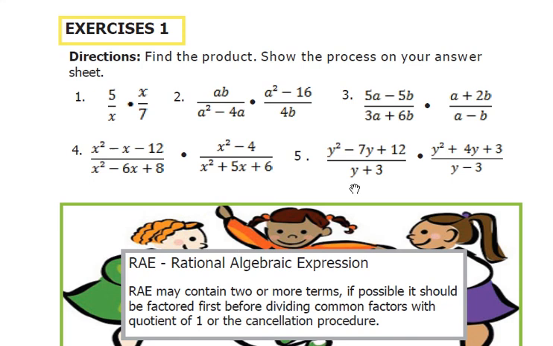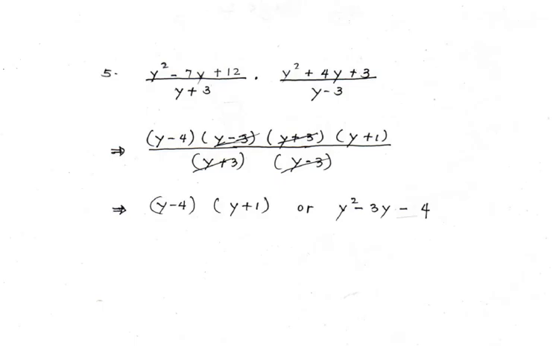For number 5, we have y squared minus 7y plus 12 all over y plus 3 times y squared plus 4y plus 3 all over y minus 3. Here we have to factor out, the same process with number 4. Factoring this out, we have factors y minus 4 and y minus 3. y squared plus 4y plus 3 has factors y plus 3 and y plus 1. Then, we multiply y plus 3 in the denominator times y minus 3.